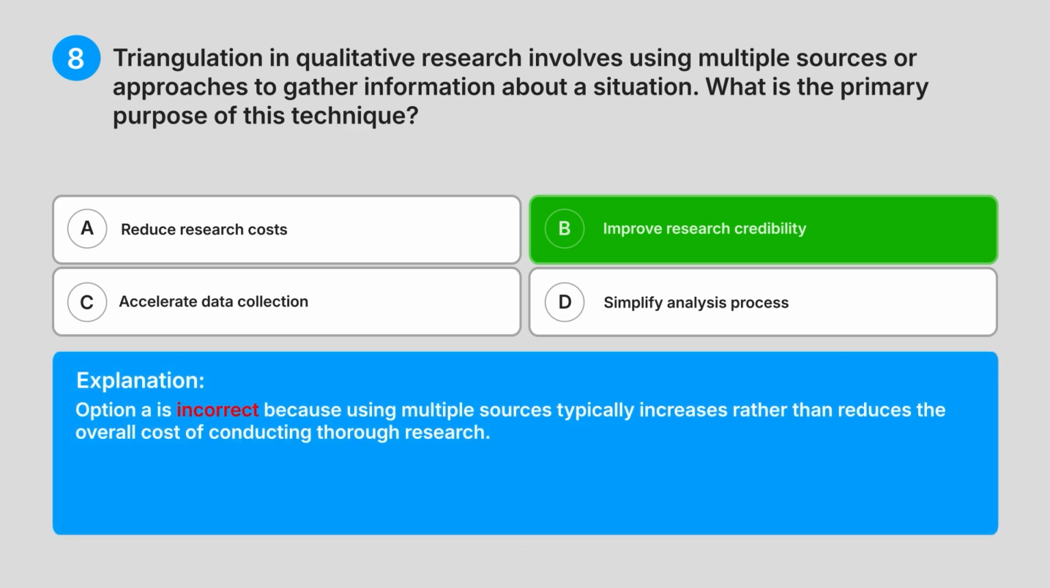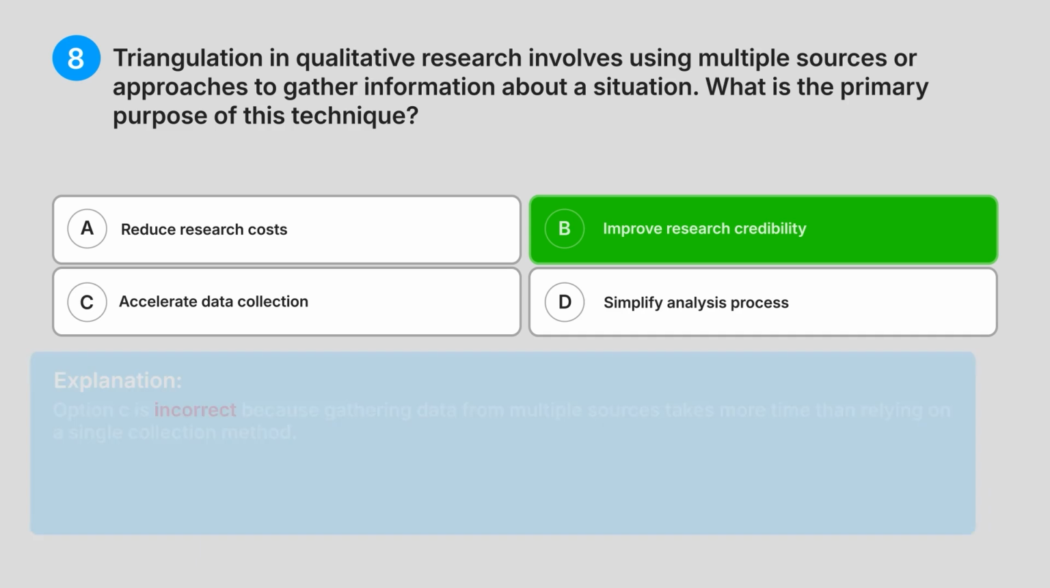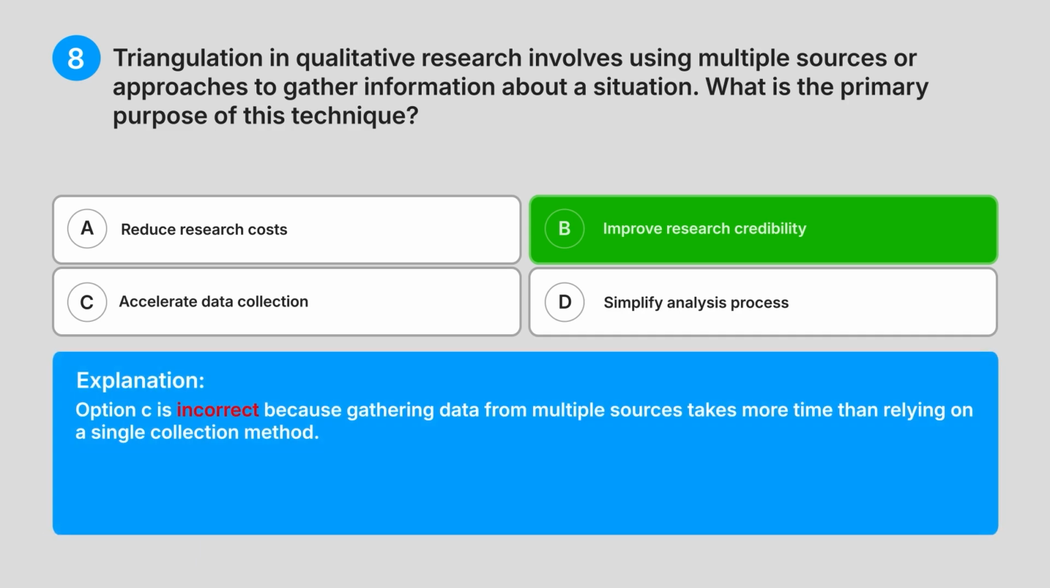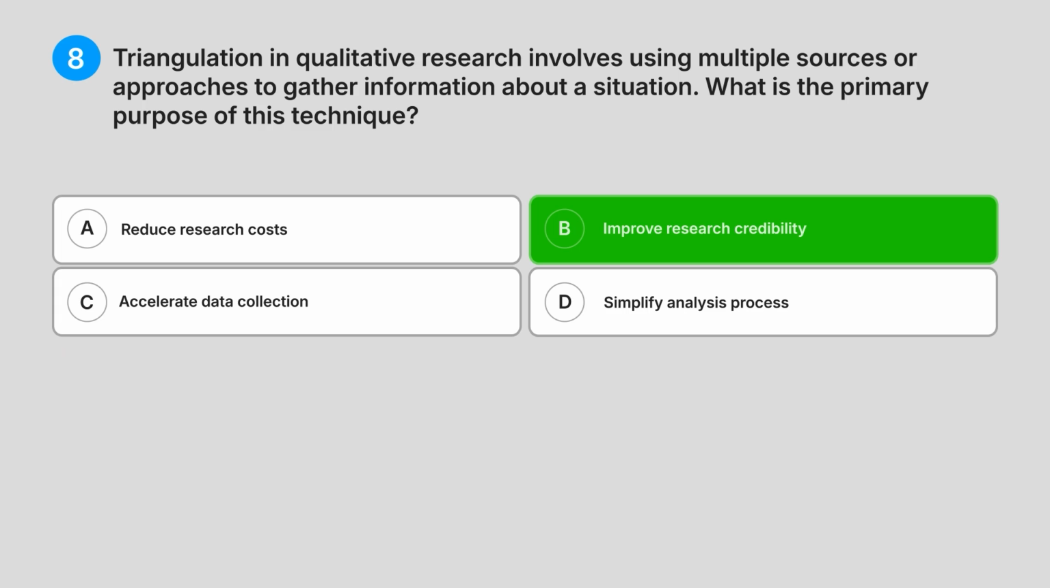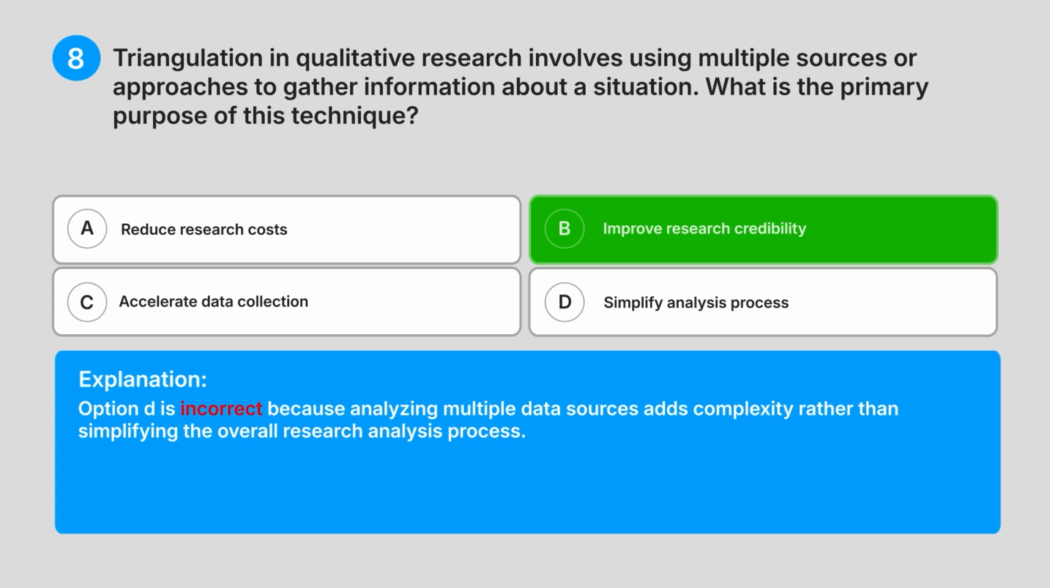Option A is incorrect because using multiple sources typically increases rather than reduces the overall cost of conducting thorough research. Option C is incorrect because gathering data from multiple sources takes more time than relying on a single collection method. Option D is incorrect because analysing multiple data sources adds complexity rather than simplifying the overall research analysis process.